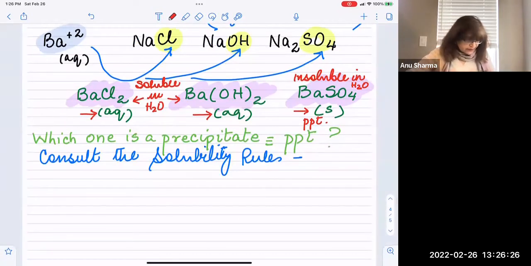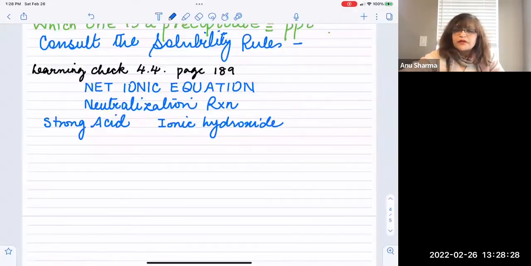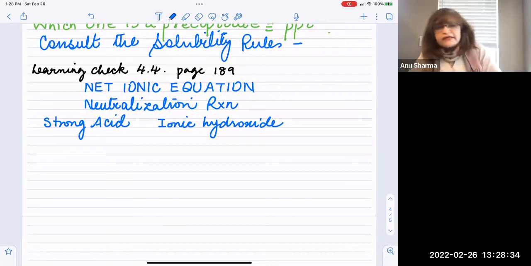Okay, so that's one thing. Okay, let's look at the next problem, which is 4.4, and it relates to the net ionic reaction for a neutralization reaction. Okay, let me write this problem. Here in learning check 4.4 on page 189, it relates to the acid-base reactions.